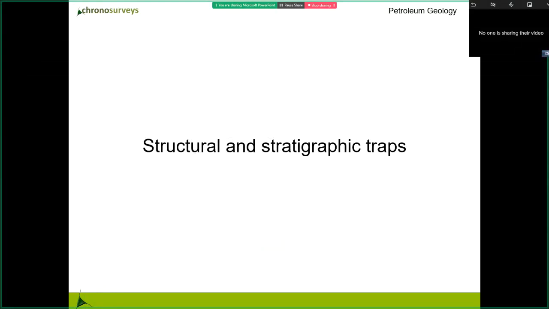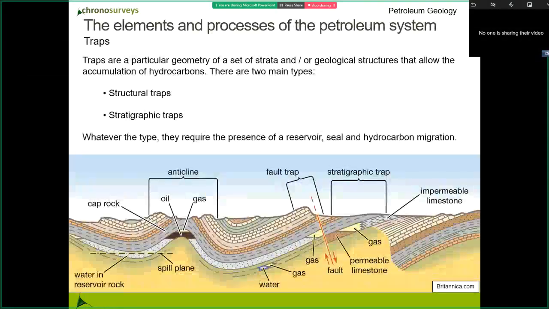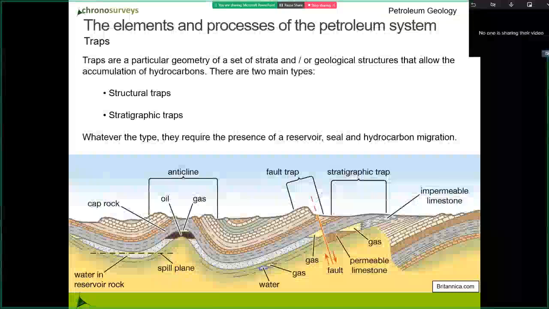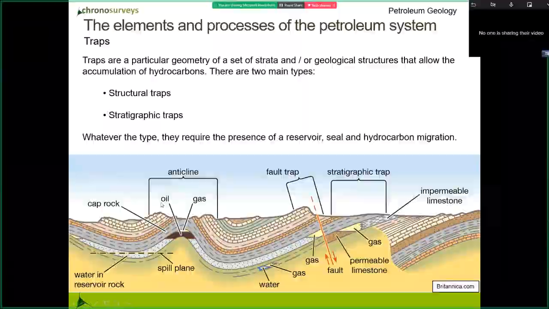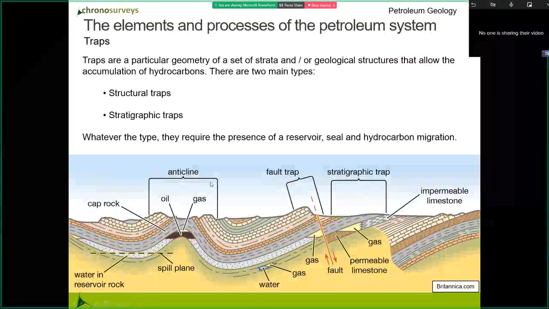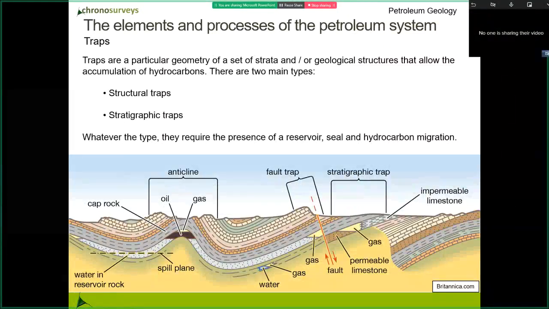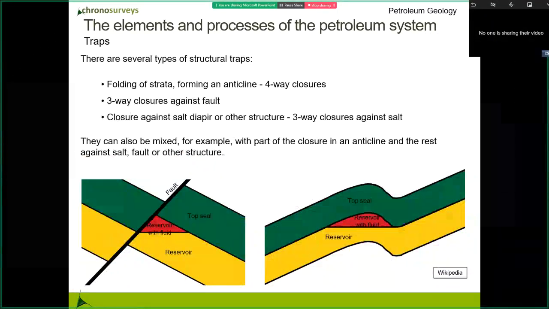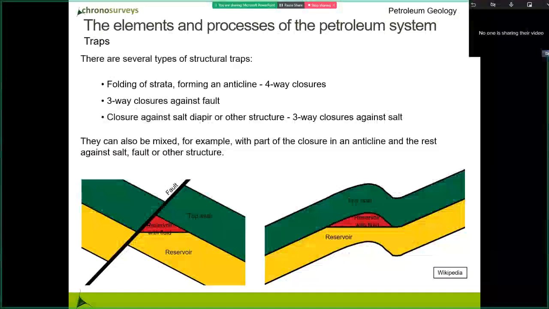Structural and stratigraphic traps. So these are the two main types of traps. They can be very varied in terms of geometry, and they require that they contain a reservoir and seal, so that they can create an effective trap. Otherwise, you can have beautiful anticlines, but if you don't have a reservoir and a seal, you won't form a trap. So structural traps are usually the ones that petroleum geologists look for. They're the easiest to identify on seismic and even sometimes in outcrop data.